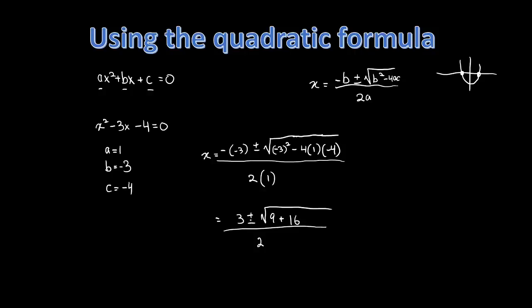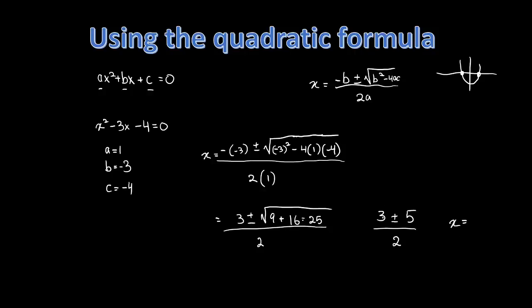And now this is where we have to split it up, right? So, well, this is going to be equal to 25. And the square root of 25 is 5. Right? So it's going to be 3 plus or minus 5 over 2. So we're going to get two roots.